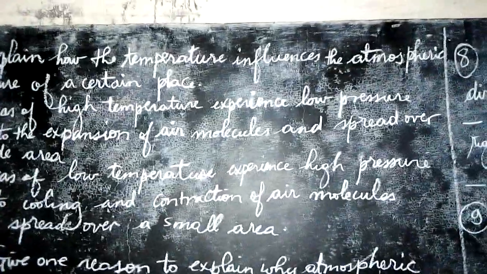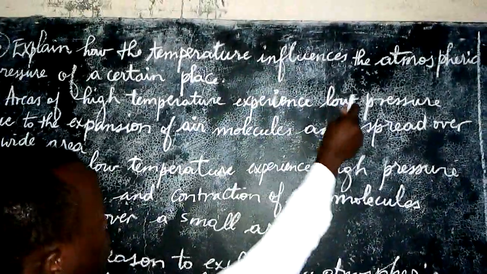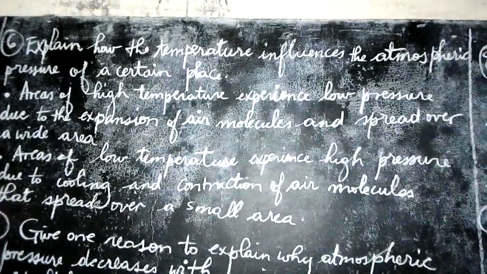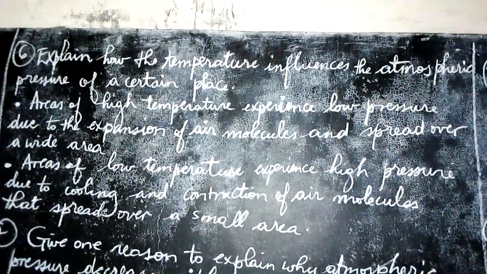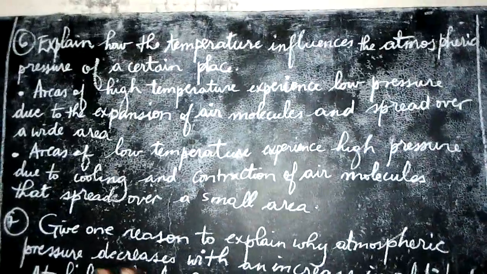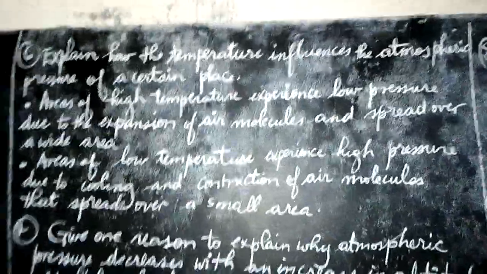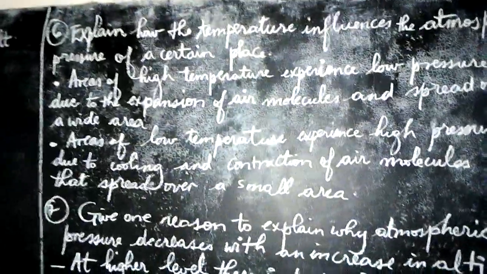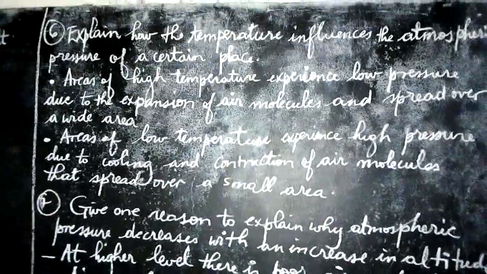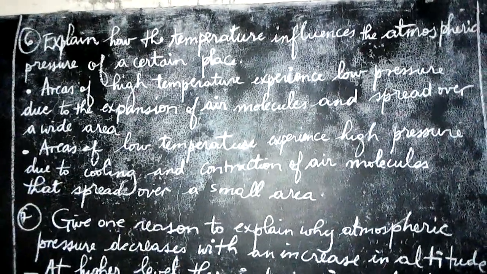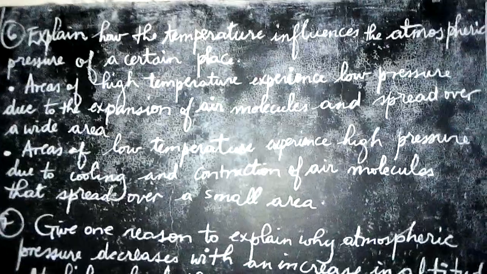Explain how temperature influences the atmospheric pressure of a certain place. Meaning that we are going to see, depending on the amount of temperature, whether it is high temperature or low temperature, which kind of pressure can be determined by the highest temperature, and which kind of atmospheric pressure can be determined by the lowest temperature.